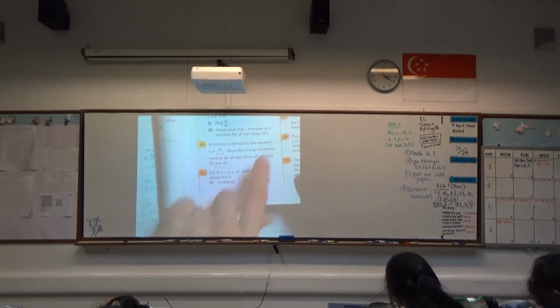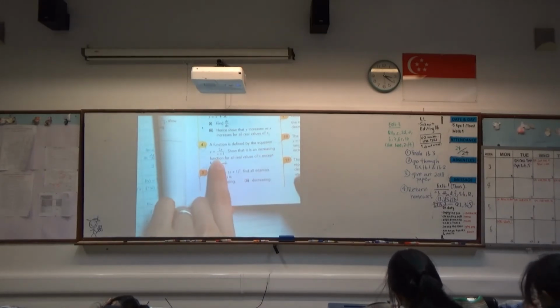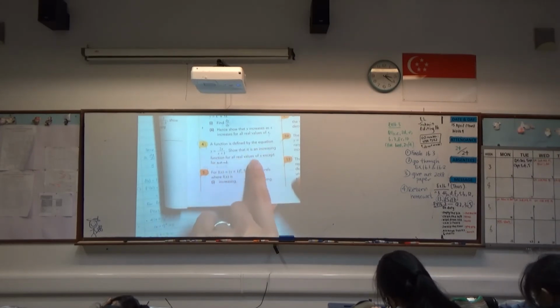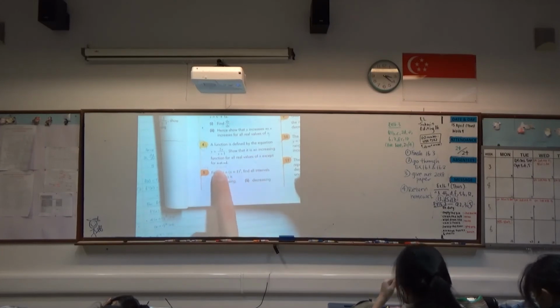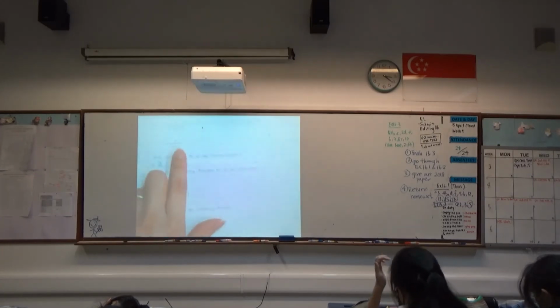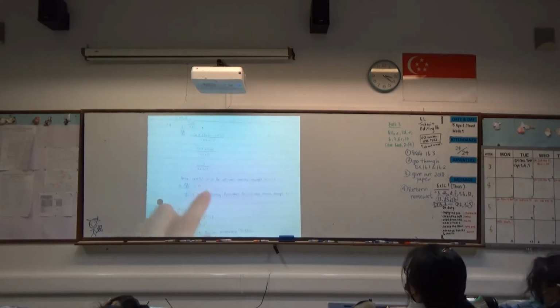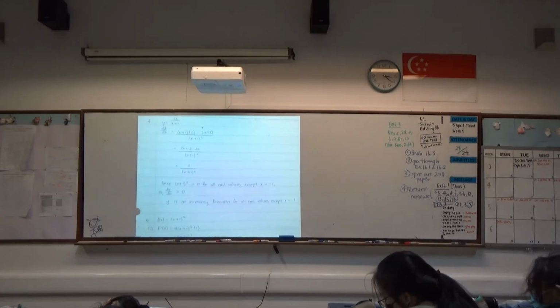Okay, so we want to show that it's a decreasing function. That means that I want my main objective at the end to be dy over dx more than 0. The conditions given to us is that it's all real values of x except for x equals to -1. So most of you can differentiate, no problem. But the exponential part, this section is the one that is very, very confusing and very messy for a number of you. We want the objective to be dy over dx more than 0.